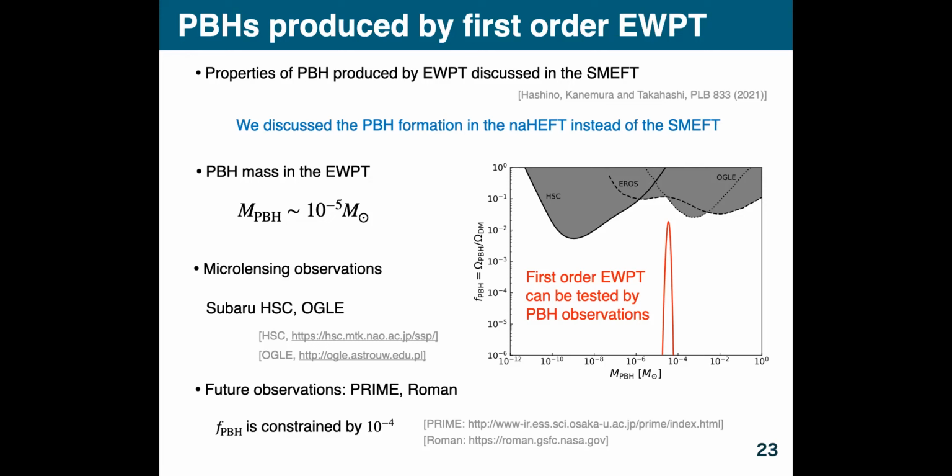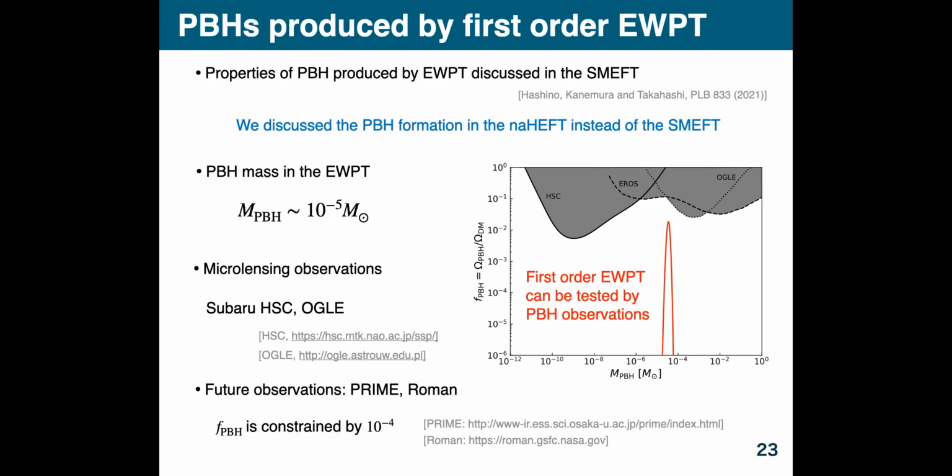This figure shows the current constraints on PBHs. The horizontal axis is the mass of the PBH in solar mass units, and the vertical axis is the fraction of primordial black holes. The fraction is defined by the energy density of the PBH and the dark matter. So if PBHs with this mass are observed, then we may test the first order electroweak phase transition like this.